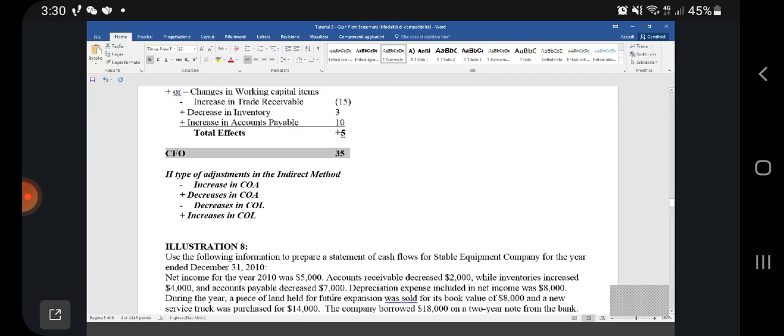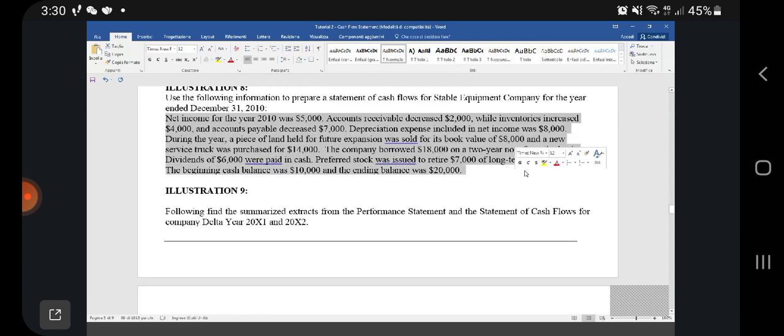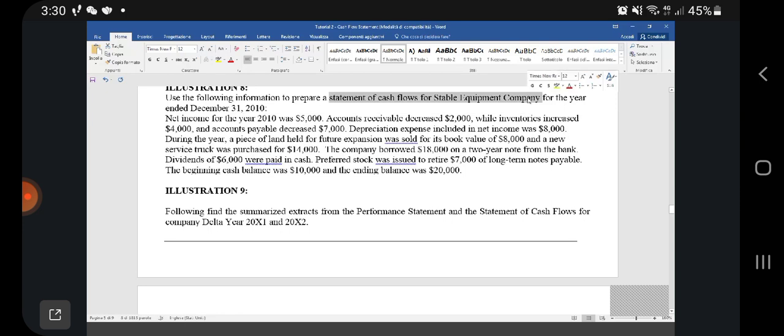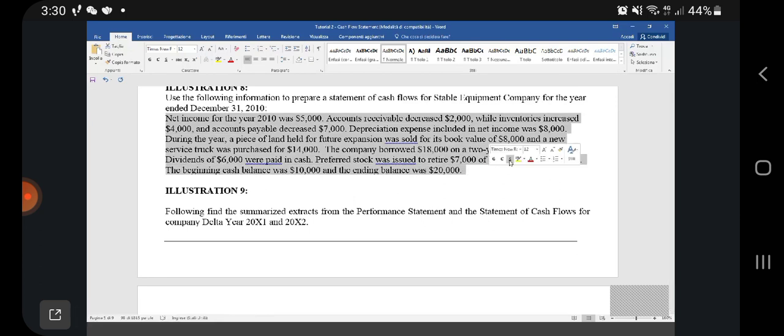Can we have a look at illustration 8 right now? We have been provided with several pieces of information over here. I would say that it might look complicated at first, but it is very consistent and chronological information to prepare a statement of cash flows. It may seem difficult to prepare a statement of cash flows, but the information here is so easy to handle. You'll see it's not difficult to prepare the cash flow statement for this case.